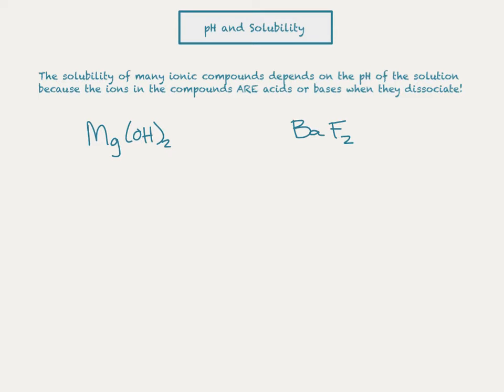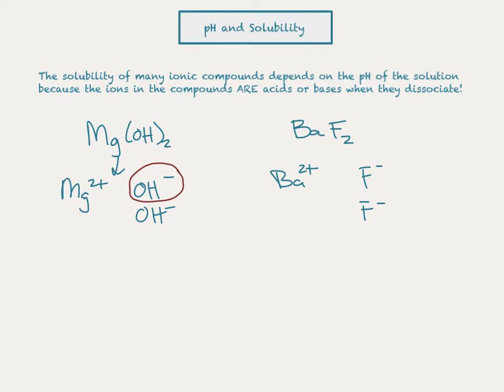When these compounds dissolve, they'll make magnesium ions and hydroxide ions, barium ions, and fluoride ions. Now, sometimes the acidic or basic qualities of these ions are going to be really obvious. For example, we can tell right away that if you have extra hydroxides in solution, it's going to be basic. But sometimes it's a little bit more difficult, like with the barium ions. Barium doesn't necessarily change the pH of a particular solution, but fluoride will.